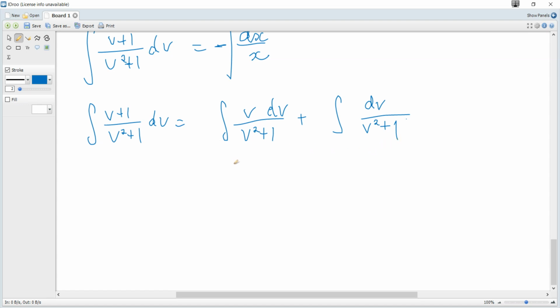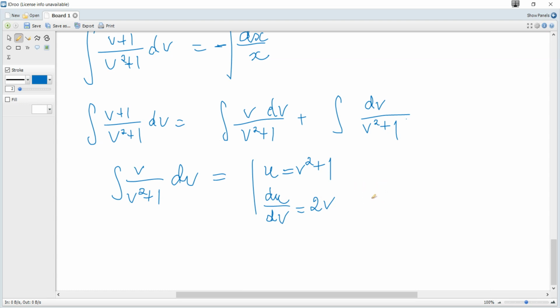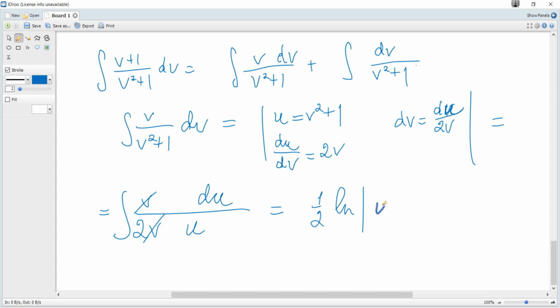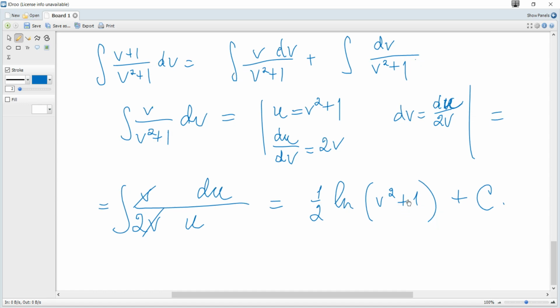Formula is given in a data booklet, and to solve this v over v squared plus 1, we can use substitution u, where u is v squared plus 1, and du over dv becomes just 2v, and hence dv is du over 2v, and it becomes v du over 2v u, and you can see we cancel, and it's just du over u, so it's a half ln of the absolute value of u, but u is v squared plus 1, and it's definitely always positive, so the absolute value bars are not required, so it's a half ln of v squared plus 1 plus some constant.